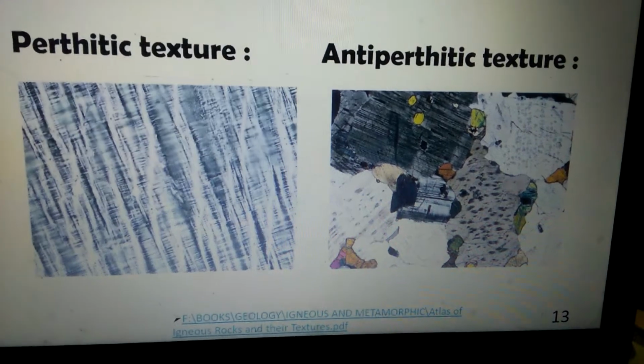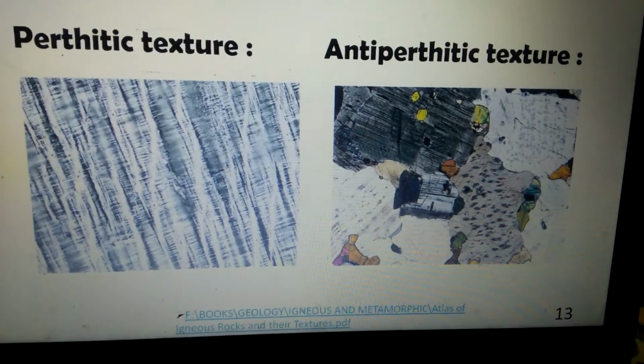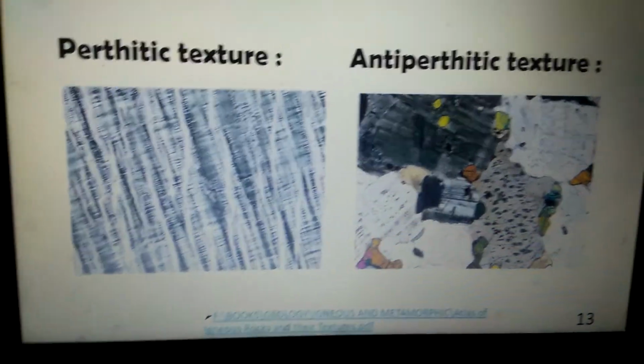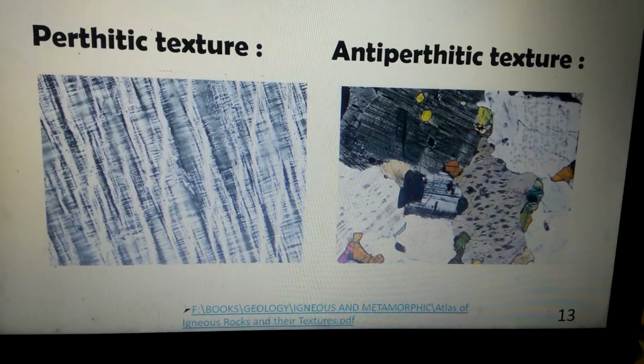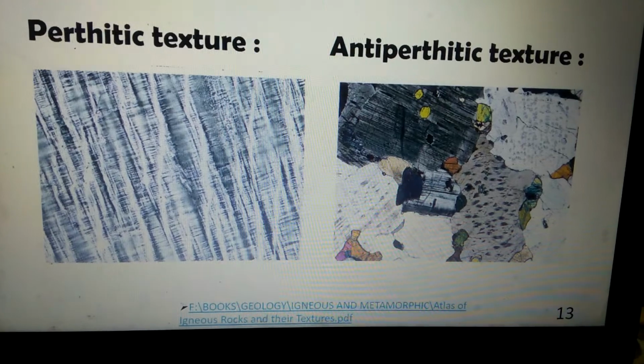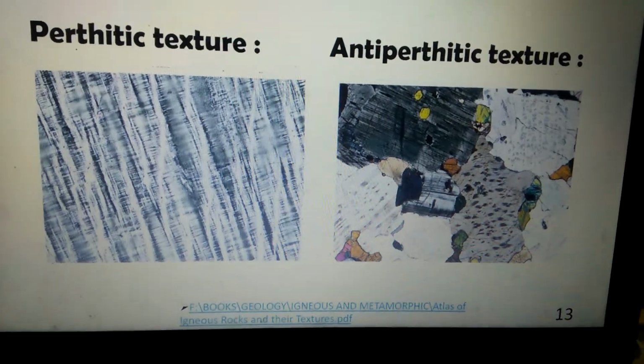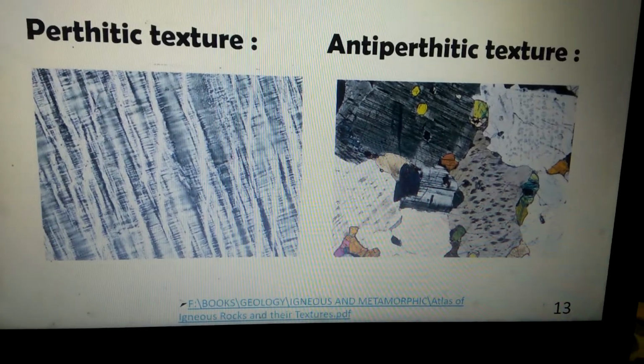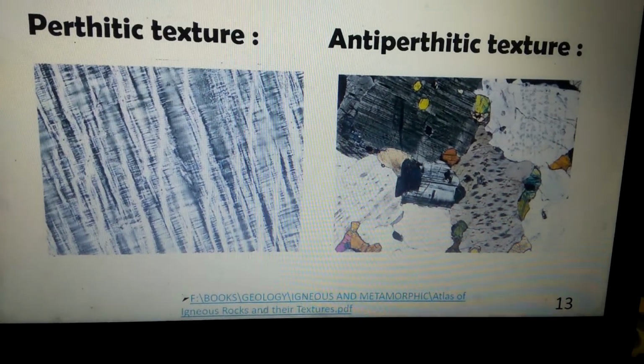As we can see, the first one is the perthitic texture in the microscope. As we can see, the twinning of microcline, and the second one is the antiperthitic texture.